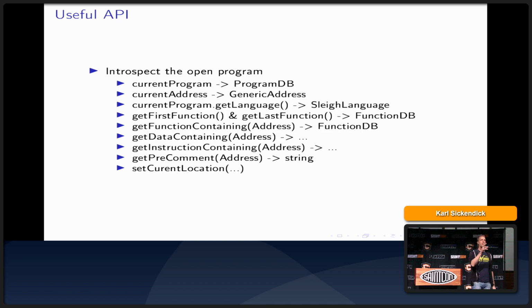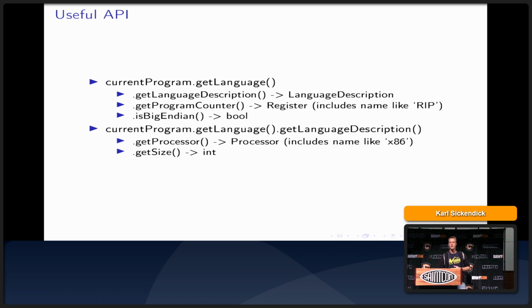Also, if you want to introspect about the current program or the current selection that the user has made on the screen, currentProgram and currentAddress are globals that will give you the current binary that's open and information about it, and the current address selected on the screen.